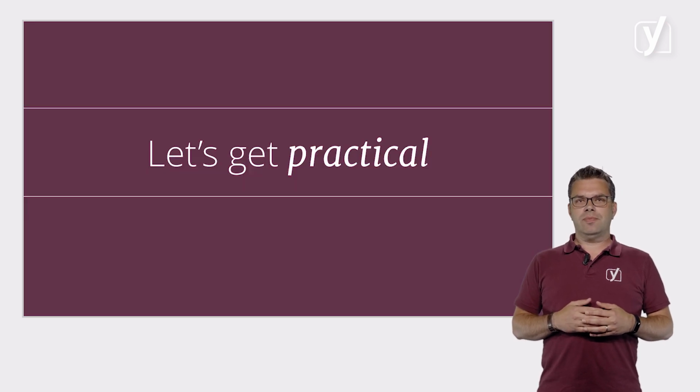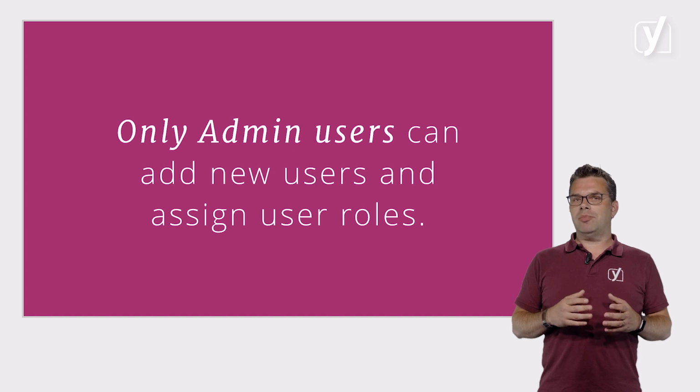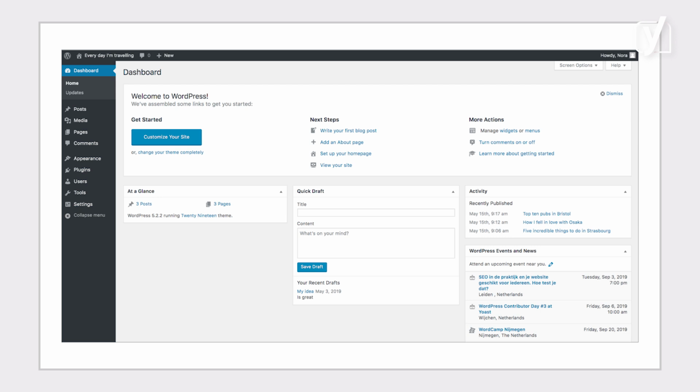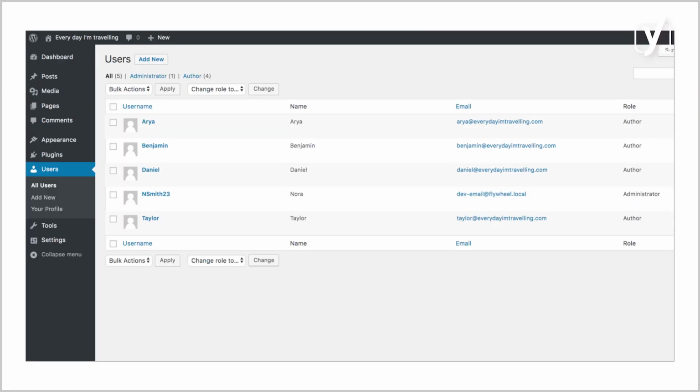Now let's get practical. Where can you find these user roles in the WordPress backend and how can you change them? Keep in mind that only admin users can add new users and assign user roles. This is the backend of Everyday I'm Traveling. You can see that Nora Smith is currently logged in as administrator. Now click the menu item Users in the admin menu.